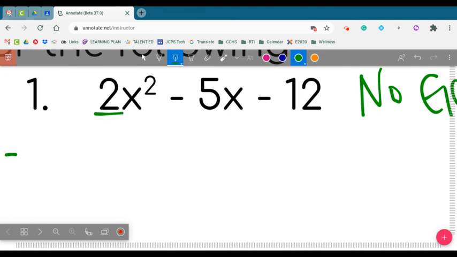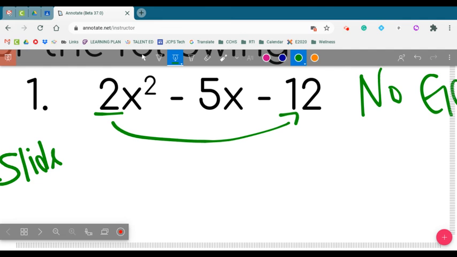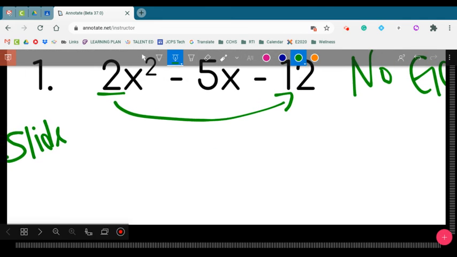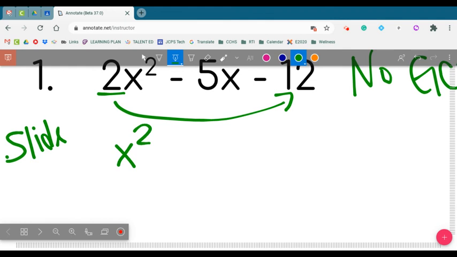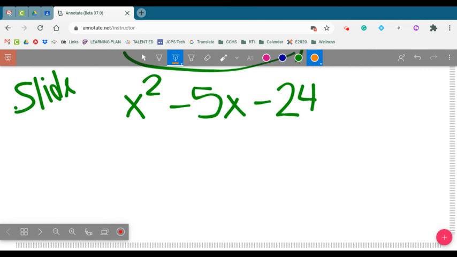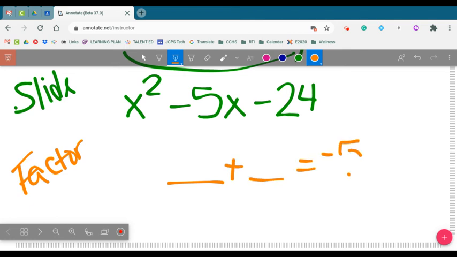So my first step is going to be to slide. So I'm going to take this 2 and I'm going to slide it to the 12. Whenever I slide it, I multiply it. So I'm going to get x squared minus 5x minus 24. My next step after I slide is to factor. So that's already my lines. What plus what equals negative 5? And what times what equals negative 24?